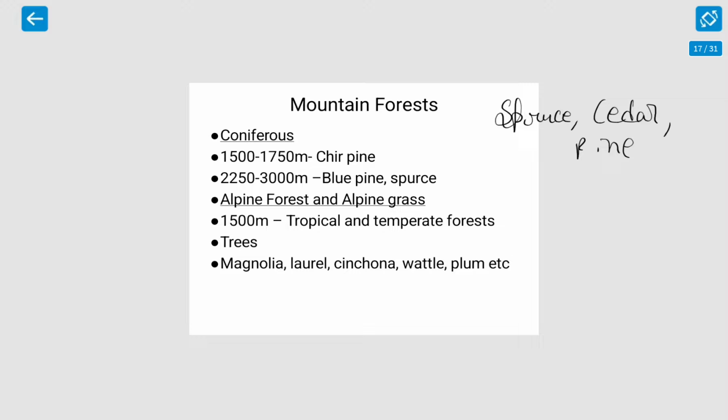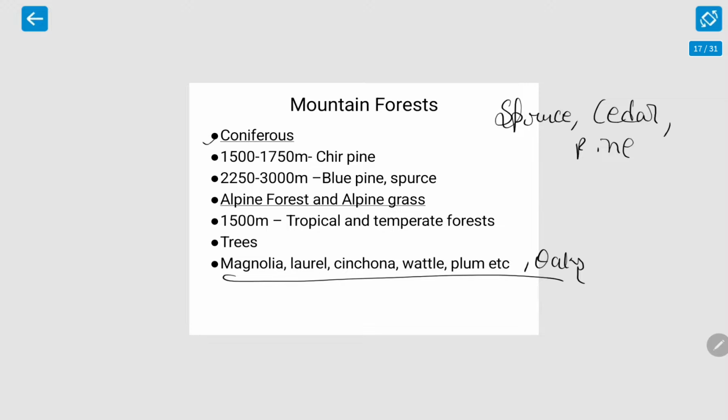So they form high but fairly open forest with shrubby undergrowth including oaks, laurel, bamboo, poplar, birch, walnuts, elm and cinchona. Apple trees and all these things are formed. Cinchona, witch hazel, plum, laurel, magnolia, oaks. Tropical temperate forest, alpine forest, spruce, coniferous. So these are the types of vegetation.